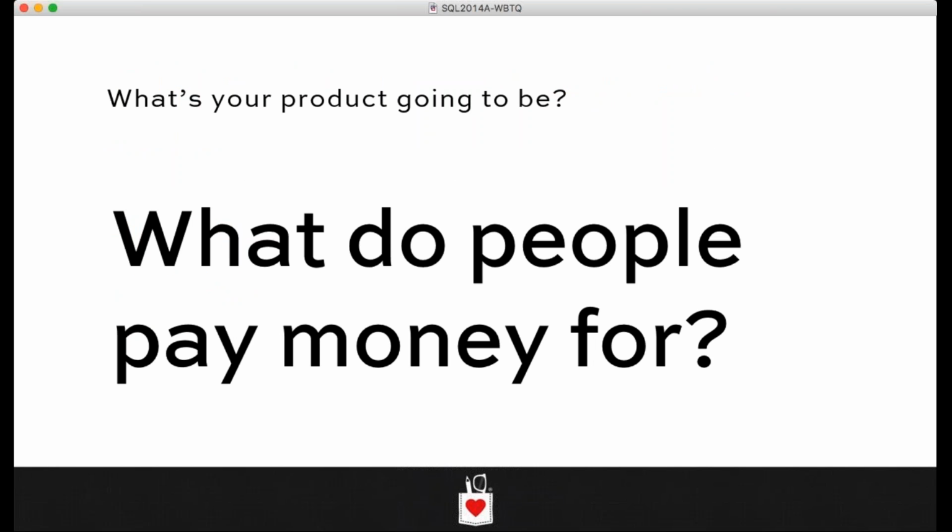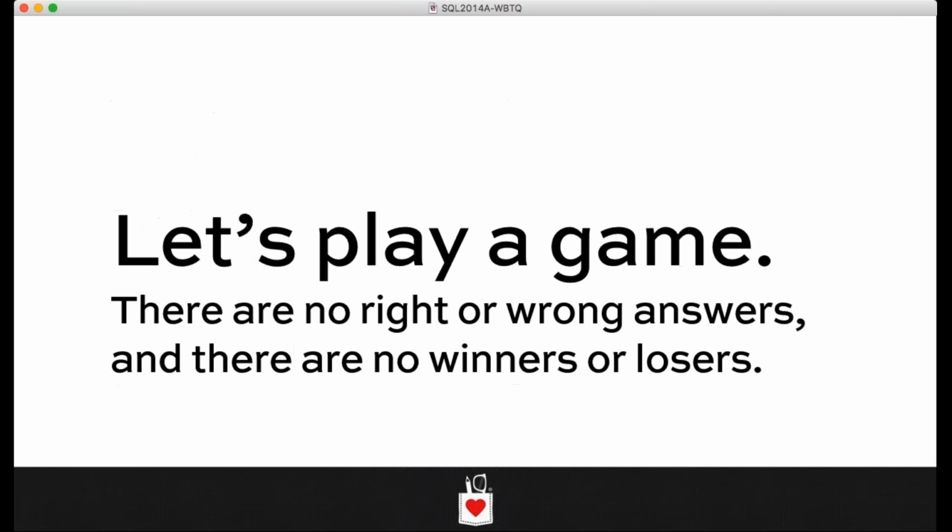So I'll start from the top down and talk about what your product is going to be. In order to understand what that is, we need to think about what people are going to be willing to pay you money for. And in order to do that, we're going to play a game. Normally when I do quizzes with database administrators or developers, you have to track scores and write down, and at the end it's like a Cosmo quiz and you figure out where you rank or what you need to do differently.